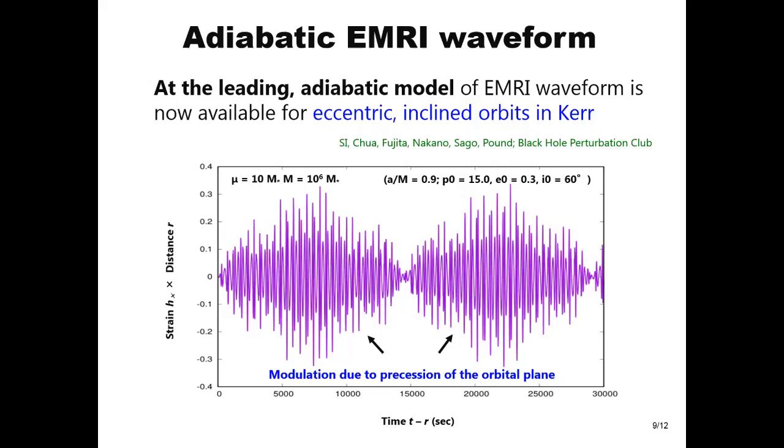Okay, so let me show the status of each model and present some samples of the results of each model. At the leading adiabatic order, the adiabatic model of EMRI waveform is now totally understood and available for eccentric inclined orbits in Kerr. Plotted here is the strain of the adiabatic waveform h-cross as a function of the time series t minus r. The EMRI system here has a mass ratio of 1 to 10^5, and the spin of the bigger black hole is 0.9. P0, e0, and I0 are the initial values of the EMRI, and they stand for the semi-latus rectum, eccentricity, and inclination. Because of the eccentric inclined motion, the structure of the waveform is very rich and complicated. And in fact, we clearly see the modulation due to the precession of the orbital plane.